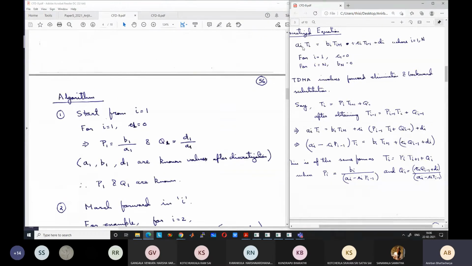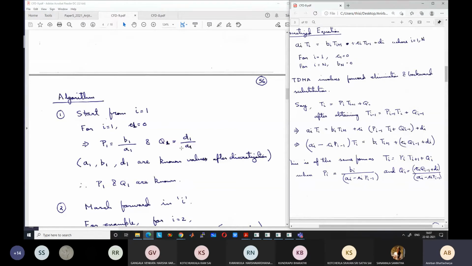So the only terms that are present are A1, B1 and D1. Okay. So if I write this equation, because C1 is 0, P1 is equal to B1 by A1 minus 0. So P1 equals B1 by A1. And Q1 equals 0 plus D1 divided by A1 minus 0, so D1 by A1. Okay.